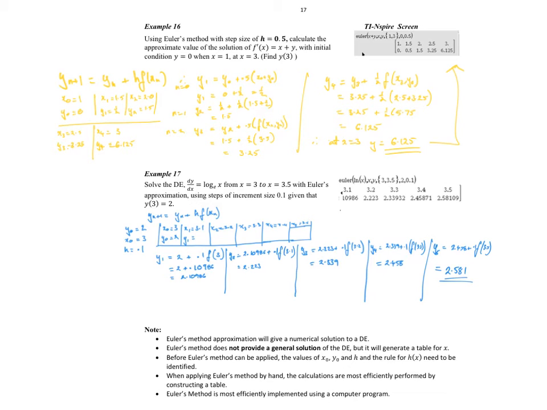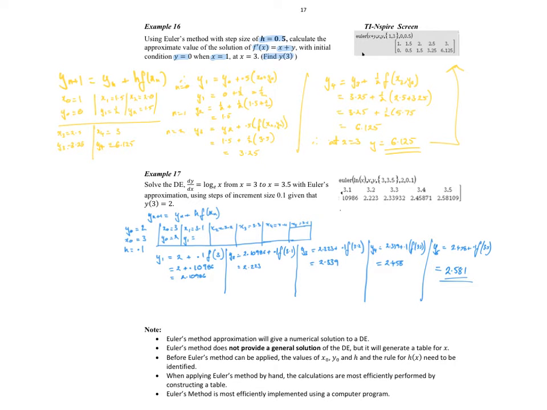A solution in practice. So this time we've got a fairly large step size of 0.5, and I've got a derivative function f'(x) equal to x plus y. It just happens to be in terms of x and y here. Initial conditions: y equals 0 when x equals 1. I now want you to find the function value at x equal to 3.